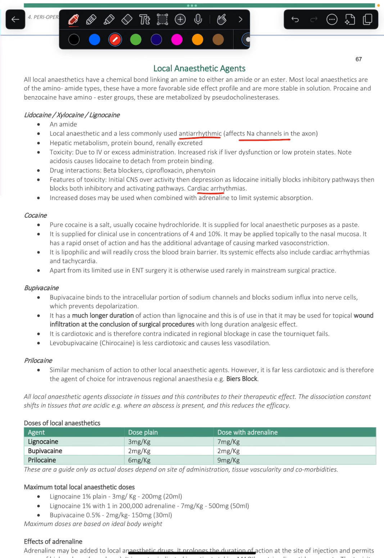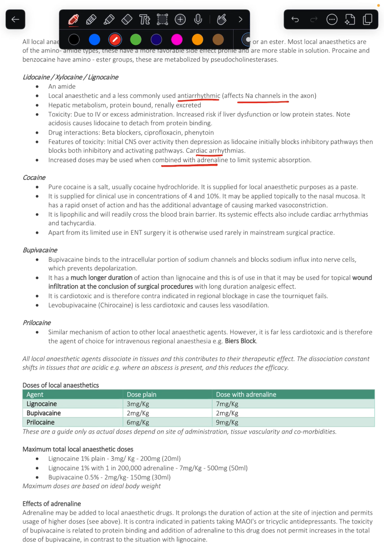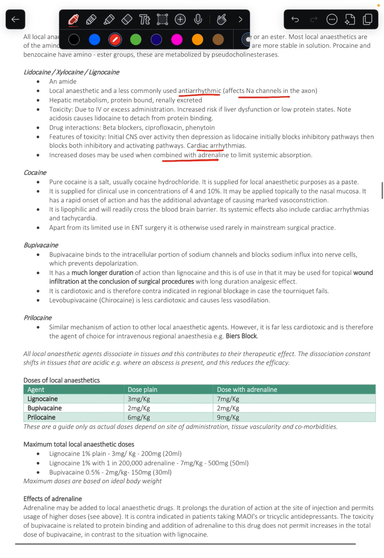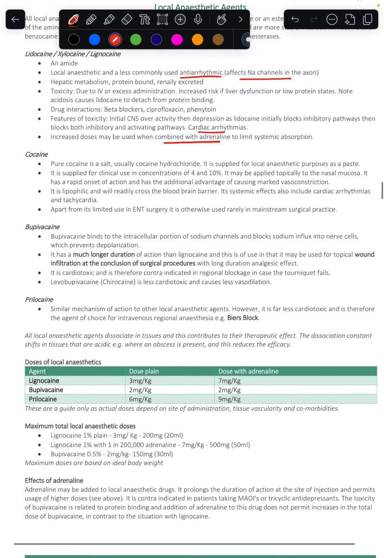Cardiac arrhythmias may occur. Increased doses may be used when combined with adrenaline. So if it is combined with adrenaline, doses may be increased, and it limits systemic absorption. Adrenaline causes vasoconstriction, so systemically it is less absorbed. That's why it is useful.